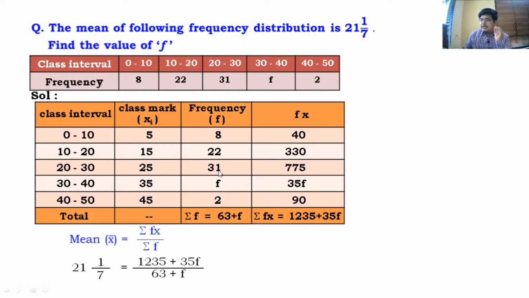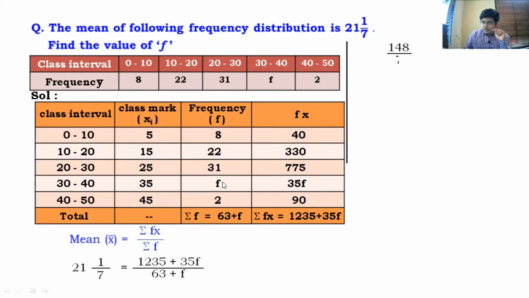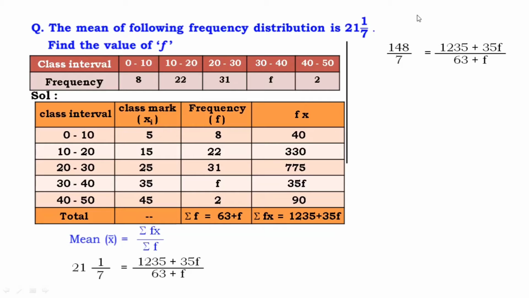So here 21 integer 1 by 7, you have to convert it into an improper fraction. So we will get 148 upon 7, and 148 upon 7 is 1235 plus 35f upon 63 plus f. So here guys, check this equation. And now you have to solve this by cross multiplication. So 148 into 63 plus f is 7 into 1235 plus 35f. And then you have to solve this completely. So guys, just check your steps.